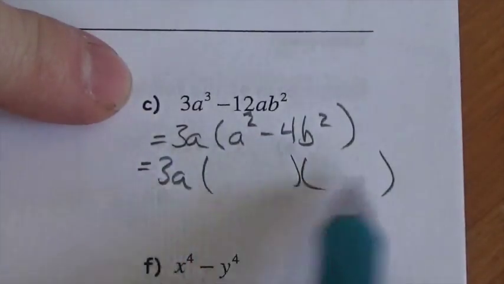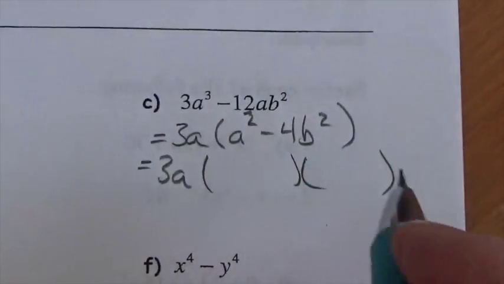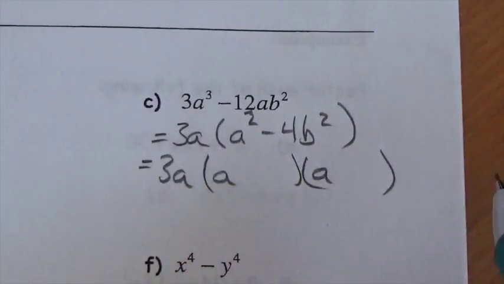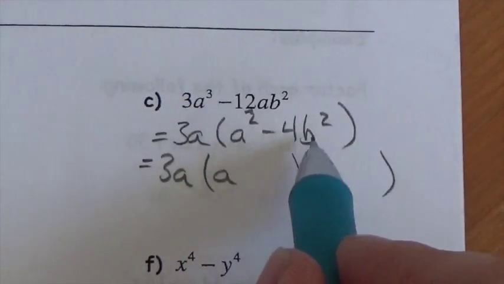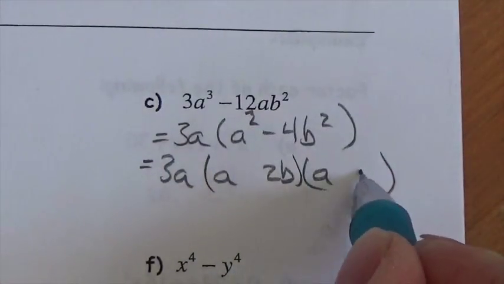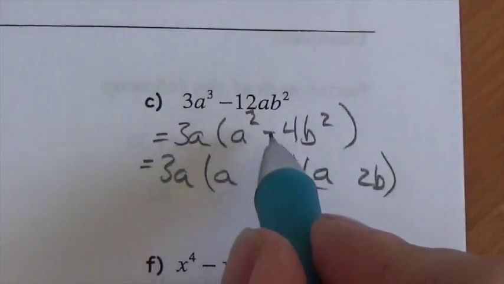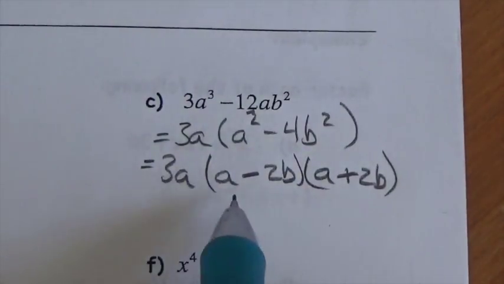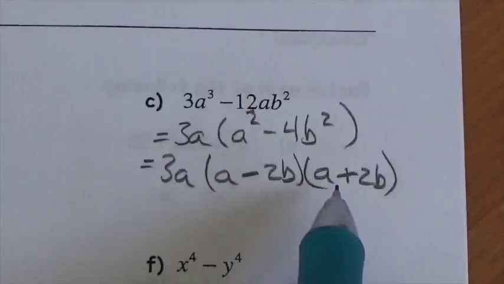When I'm done, my result should be equal to what I started with here. The square root of a squared is a, so I put an a there. The square root of 4b squared will be 2b. And then again, because it's a difference of squares, I throw in my binomial conjugates. So this will be 3a multiplied by a minus 2b, a plus 2b.